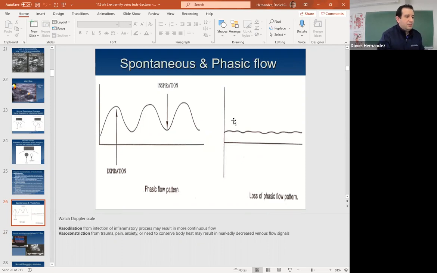So this is just a chart showing spontaneous and phasic flow. So we have forward flow, one direction above the baseline. It's continuous flow, follows our inspiration and our expiration. So we have a nice phasic flow pattern. When we lose that phasicity, this is what's referred to again as continuous flow. So this would be a continuous forward flow pattern. So again, it's above the baseline, so it's in one direction, but this is now referred to as a continuous flow.